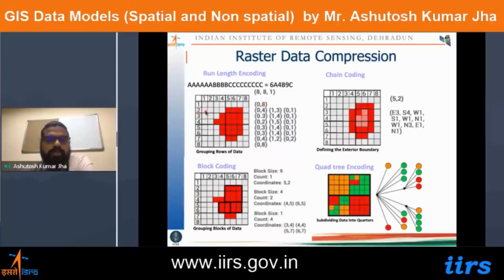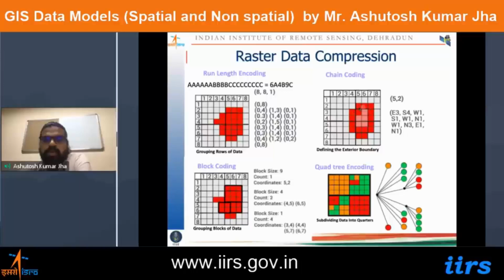Similarly, in the second row, 0 is repeated 4 times, that's what you write. Then 1, that is your attribute, is repeating 3 times, and again 0 is repeating 1 time. So for each row, you store the value and how many times that continuity exists, and this is called run length encoding, which is used for grouping of the data sets. Similarly, we have chain coding.